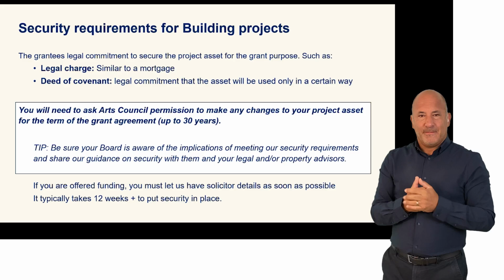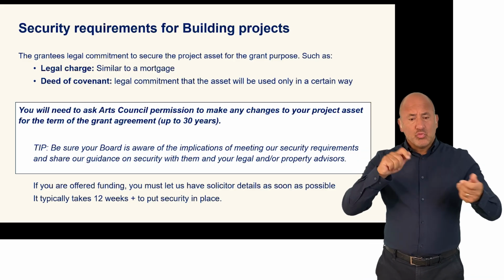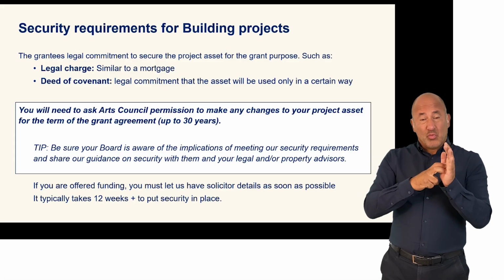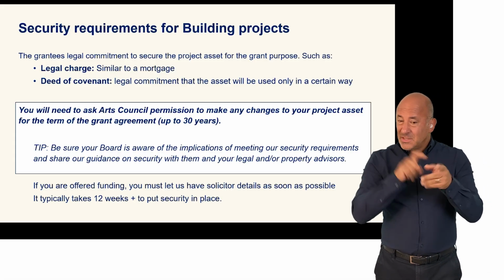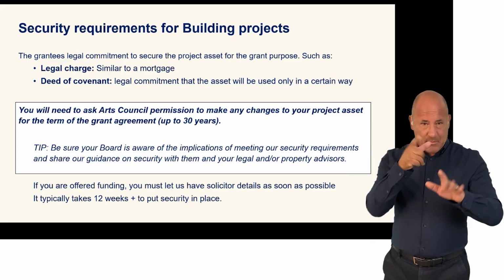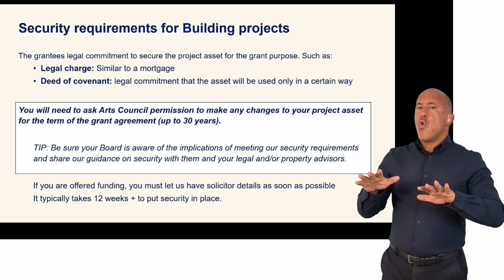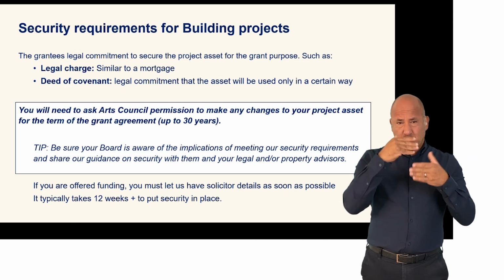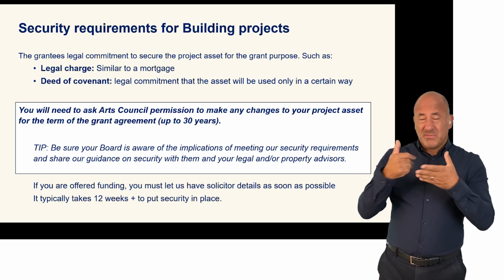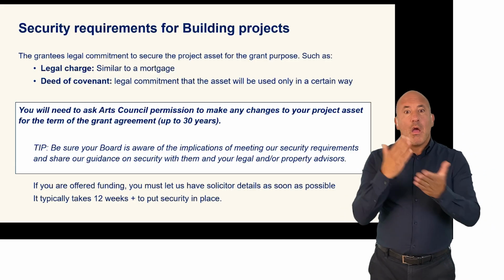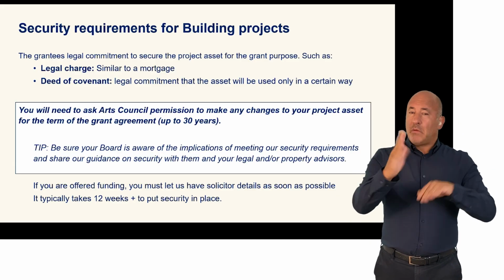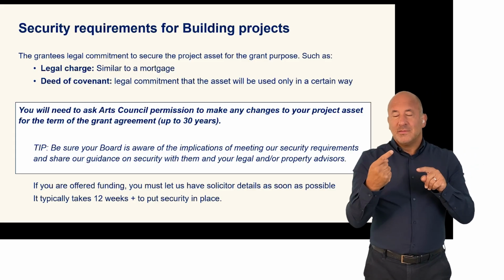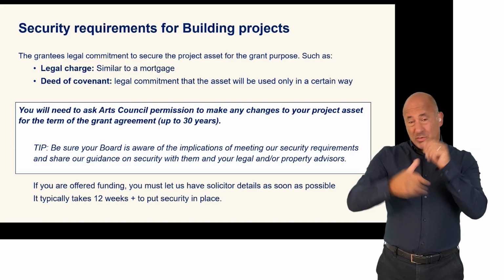In short, you will need to ask for the Arts Council's permission to make any changes to your project asset, and this covers the term of the grant agreement, which may be up to 30 years. Our tip here is to be sure your board is aware of the implications of giving Arts Council England a legal charge. You can share our guidance on security with them and with your legal and/or property advisors. If you are offered funding, you must let us have solicitor details as soon as possible. It typically takes 12 weeks or more to put security in place, so this process must be started when you accept the grant offer.